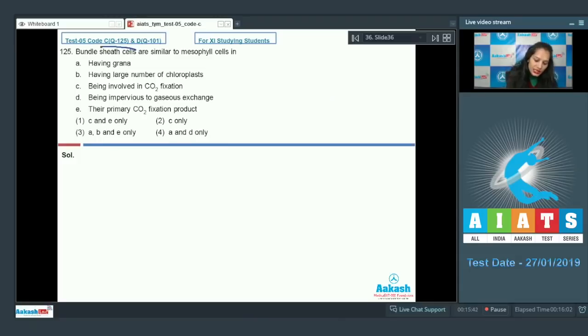So how are bundle sheath cells similar to mesophyll cells? You have to find out the properties of the bundle sheath cells. A, having grana. The chloroplasts of the bundle sheath cells lack grana. They are agranal. So this statement is wrong. B, having large number of chloroplasts. This is a feature of bundle sheath cells. This is true. But this is not a similarity between bundle sheath cells and mesophyll cells, as mesophyll cells do not have a large number of chloroplasts. So this statement is ruled out.